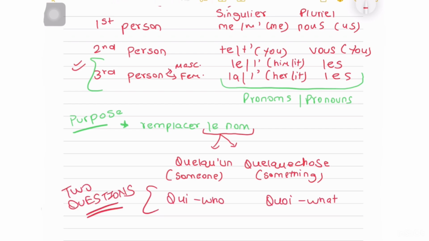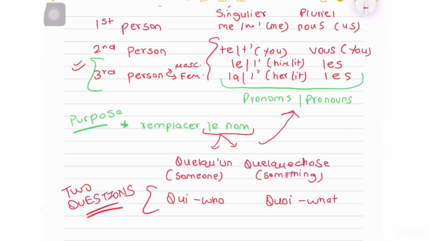If I say I see Paul, I can frame the question, who do you see? Or if I say I eat the apple, je mange la pomme, you can ask the question, what do you eat? So pomme, apple, can be replaced by quoi. That is, after the verb, you will either have quelqu'un, someone, or quelque chose, something. And we're going to put these pronoms instead of the noun.